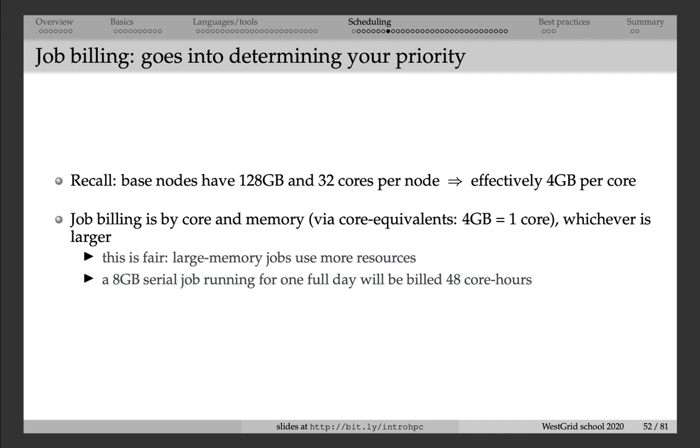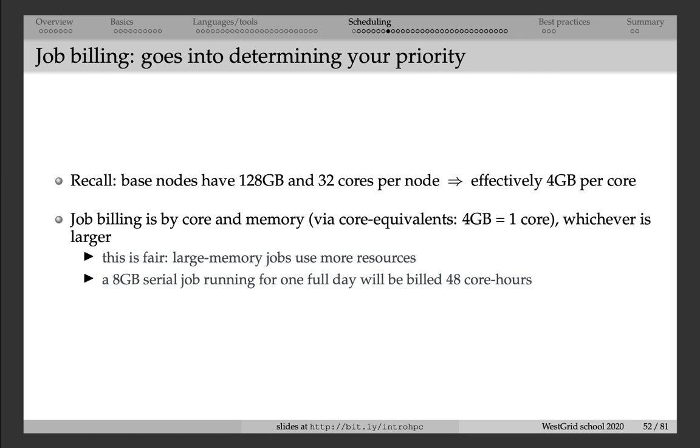When we calculate your priority, we take into account not just the number of cores, but also memory. So what we're computing is the core equivalence. And effectively, it's the number of cores and the amount of memory. So if you are using a single processor and 8 gigabytes of memory, then effectively you're using 2 cores on Cedar.